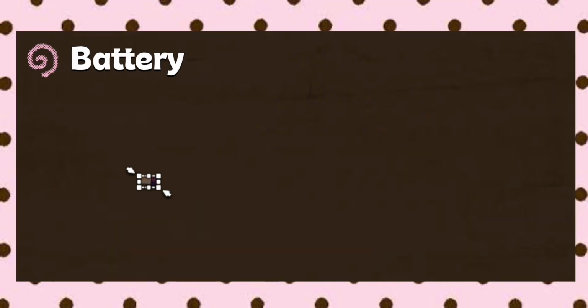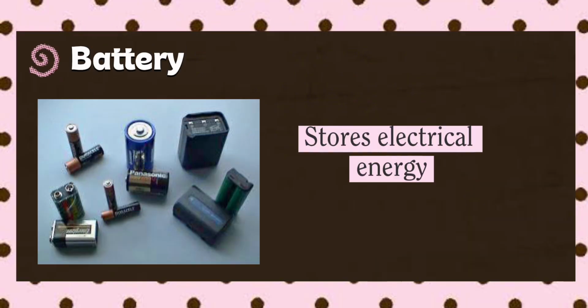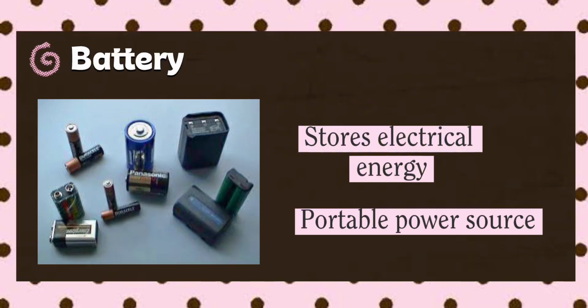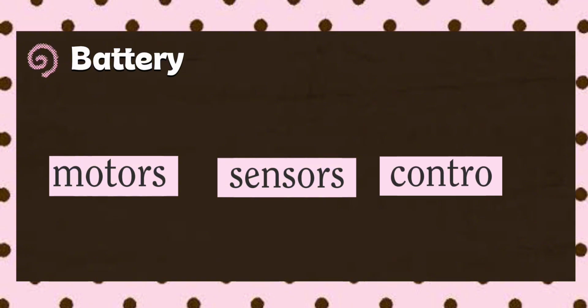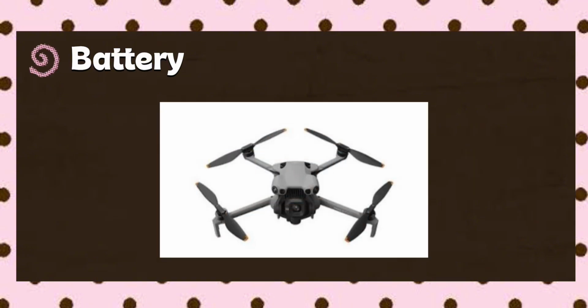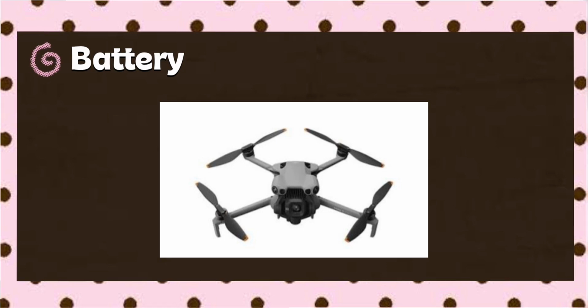Battery. A battery provides the energy needed for machines to operate without being connected to a power outlet. In mobile robots, it powers the motors, sensors, and controller that allow the robot to move. In drones, it supplies power to the motors and flight systems.